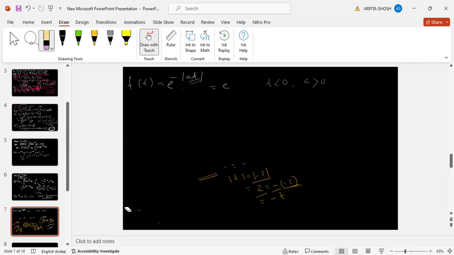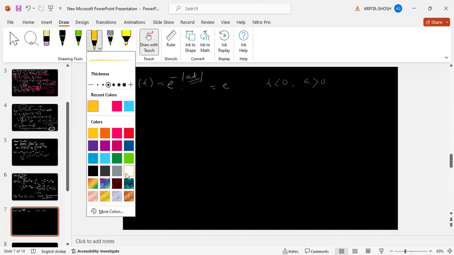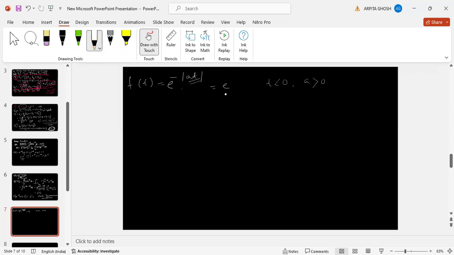Has the rest understood? Did the others understand? Yes ma'am. Okay. So when t is less than 0, t less than 0 means mod t is minus t, and a is always positive. Therefore, this will be e to the power plus at if t is less than 0.